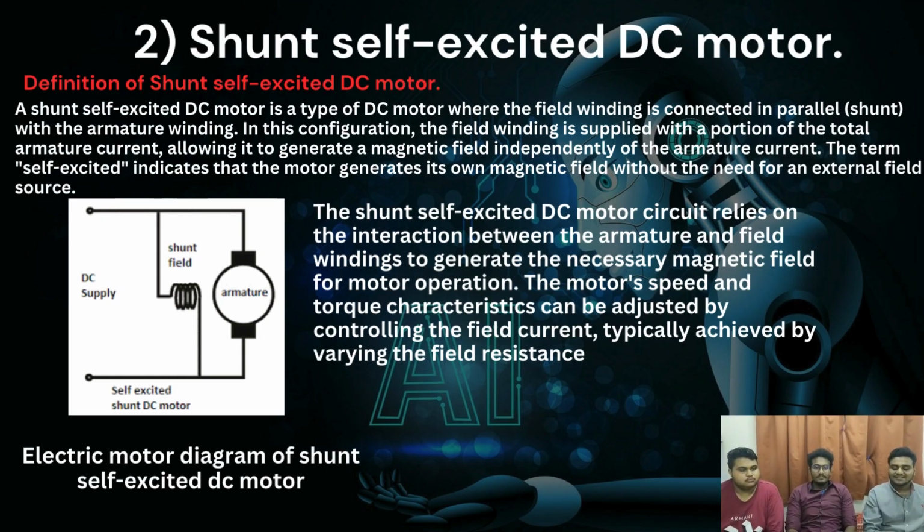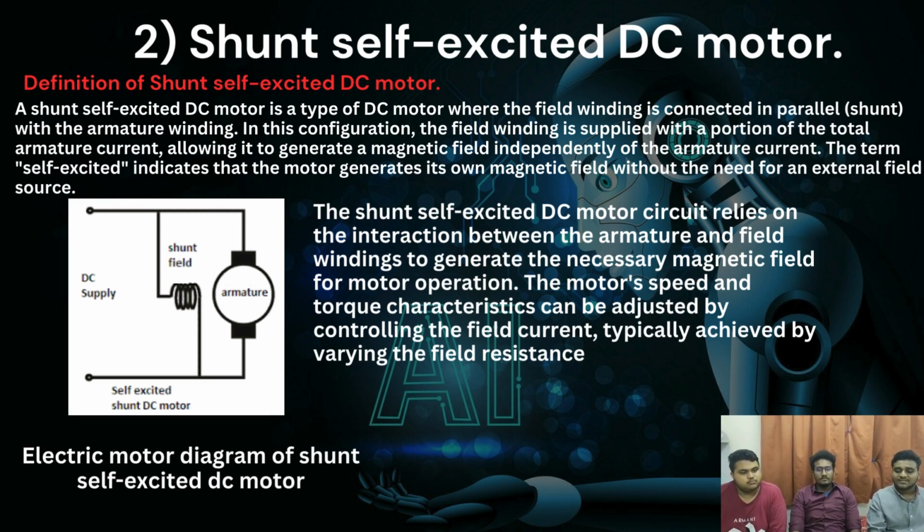Second is shunt self-excited DC motor. Definition of shunt self-excited DC motor. A shunt self-excited DC motor is a type of DC motor where the field winding is connected in parallel (shunt) with the armature winding. In this configuration, the field winding is supplied with a portion of the total armature current, allowing it to generate a magnetic field independently of the armature current.